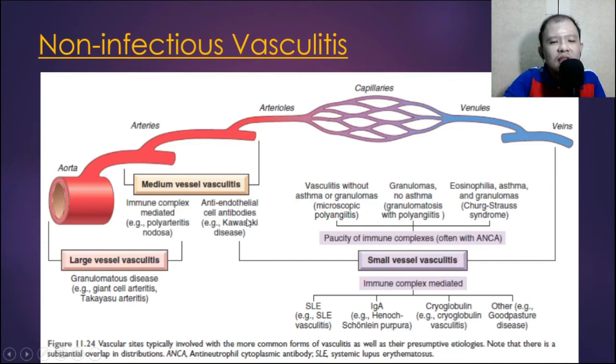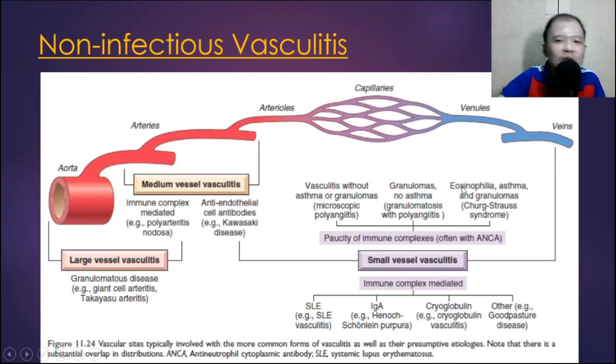If it's small vessel vasculitis, arterioles, capillaries, venules, number one, you have microscopic polyangiitis, when you have small vessel vasculitis without asthma or granuloma. If it contains granuloma without asthma, that is granulomatosis with polyangiitis. Polyangiitis, many blood vessels, and we will learn it later. When it has asthma, that is what we call Churg-Strauss syndrome.